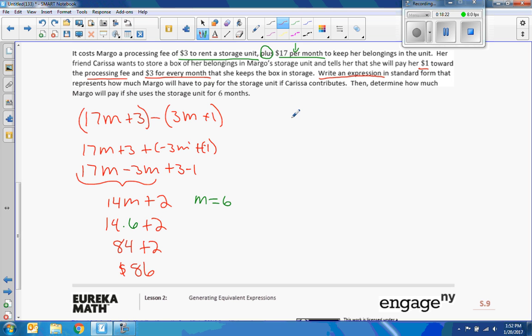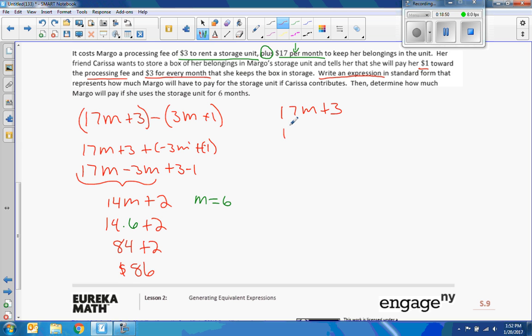Now I'm curious, I could figure out how much Margot was going to pay for 6 months if her friend didn't store that box in there. So it would be 17m plus 3. That's what she would pay right here.